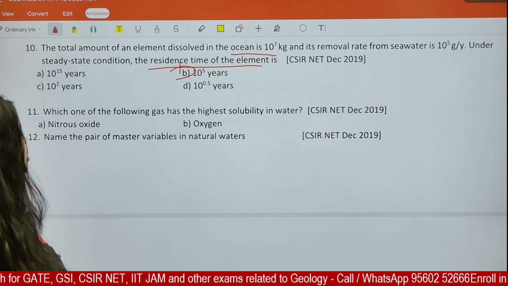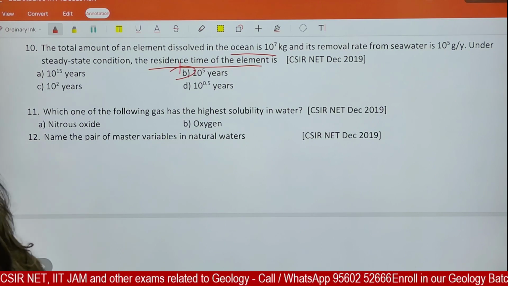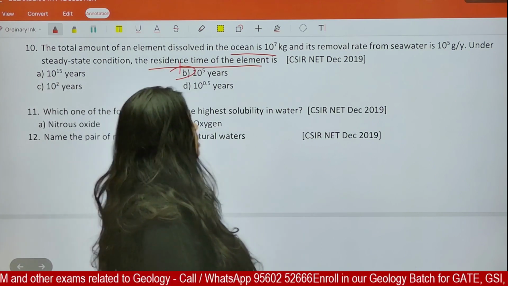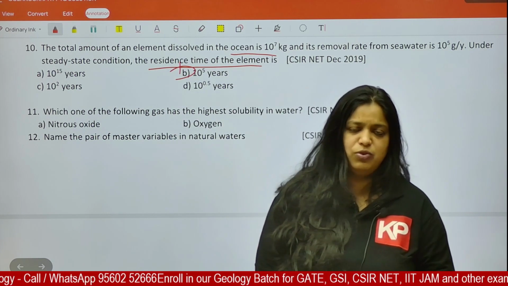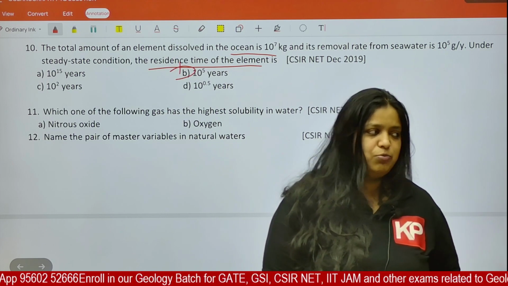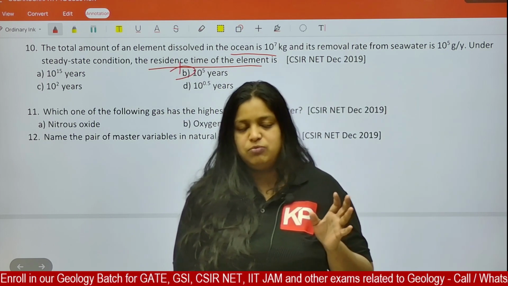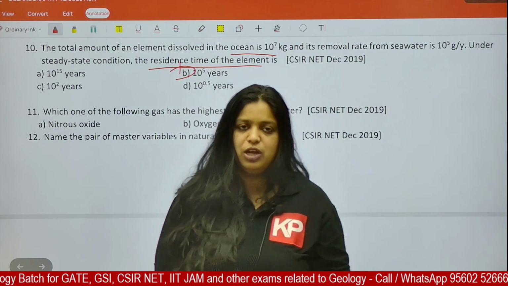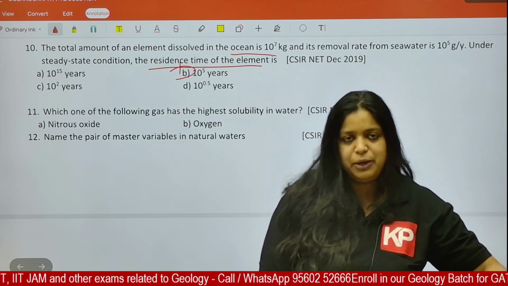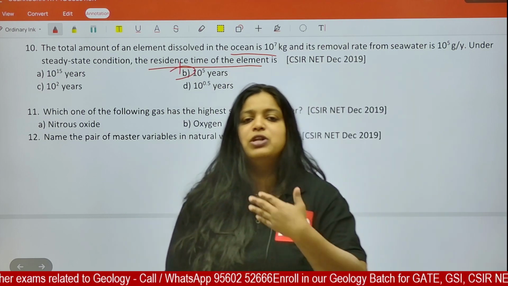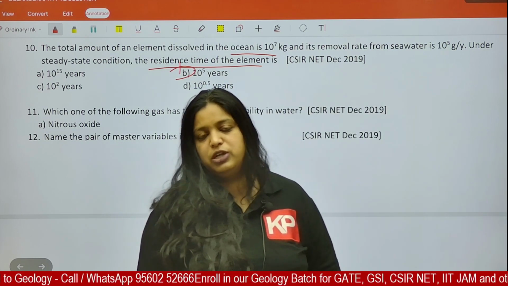So remember the equation for calculating the residence time. You can calculate it for anything, for river water, for lake, for atmosphere, just to understand. For any mineral, it is the total amount of that mineral dissolved in that particular object or source, divided by the rate of removal, or rate of dissolution, addition.